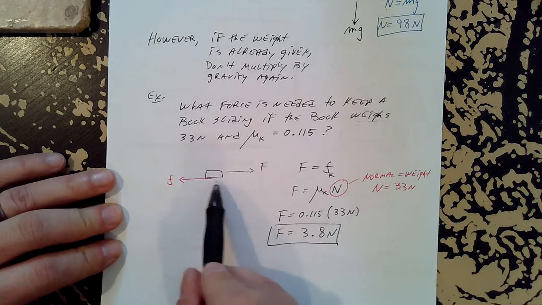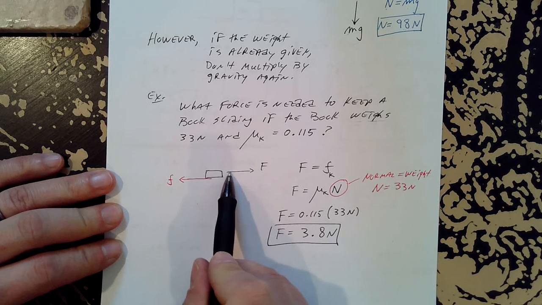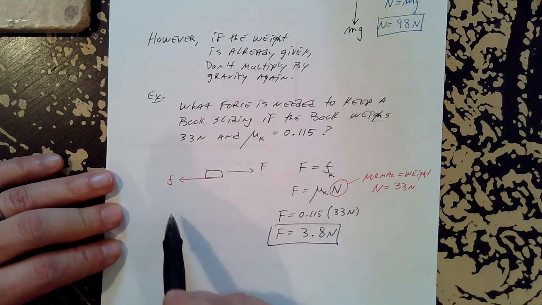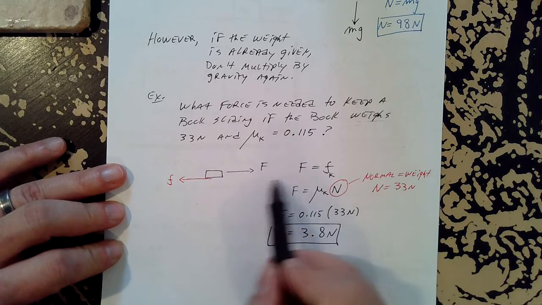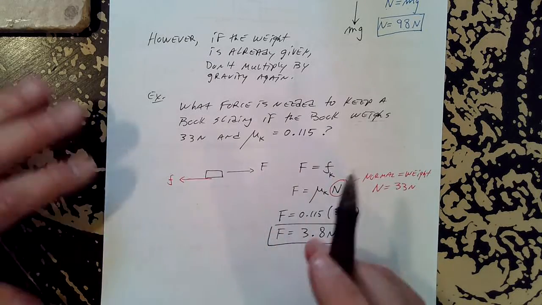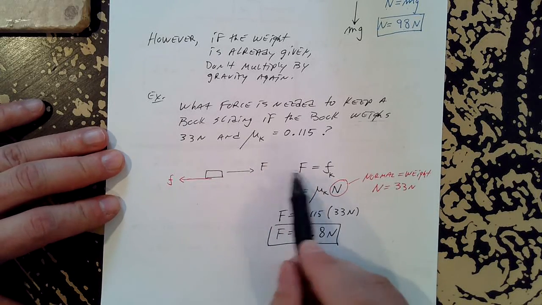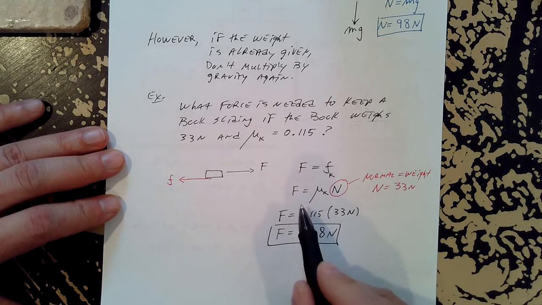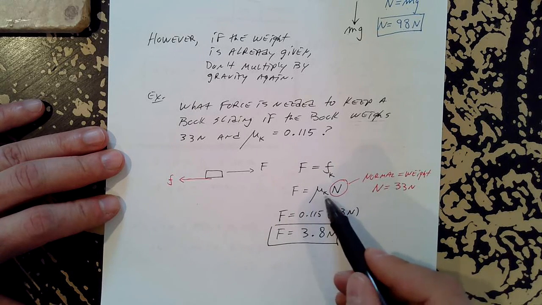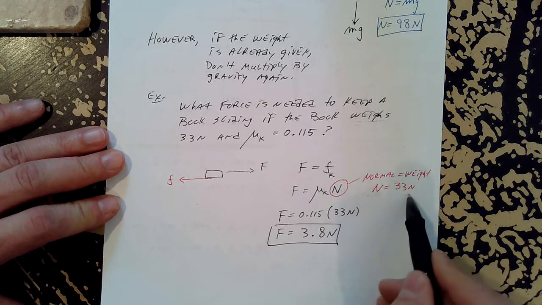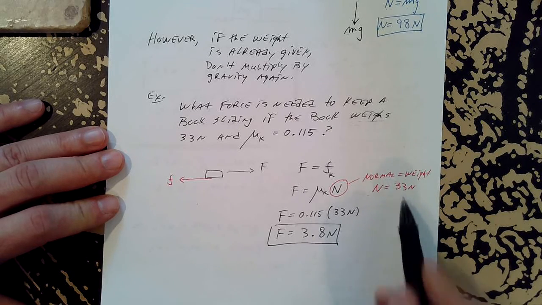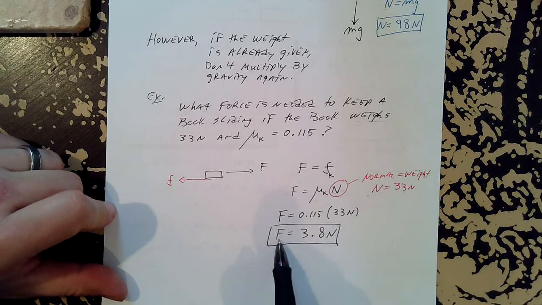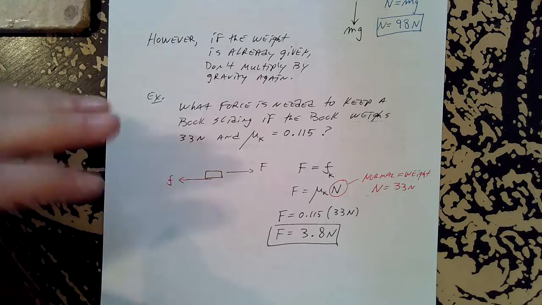So just a quick sketch of this problem. We have a force that needs to keep this thing in motion. It's pulling it to the right. Friction is to the left. What is the force that's going to keep it sliding? It's not accelerating, it's just keeping it sliding. That means the force of friction is equal to the force that's keeping it moving. So this force is going to be equal to mu k times the normal force. We're already given the normal force, which is the weight of the object, 33 newtons. So 0.115 times 33, the force is 3.8 newtons to keep the book sliding.